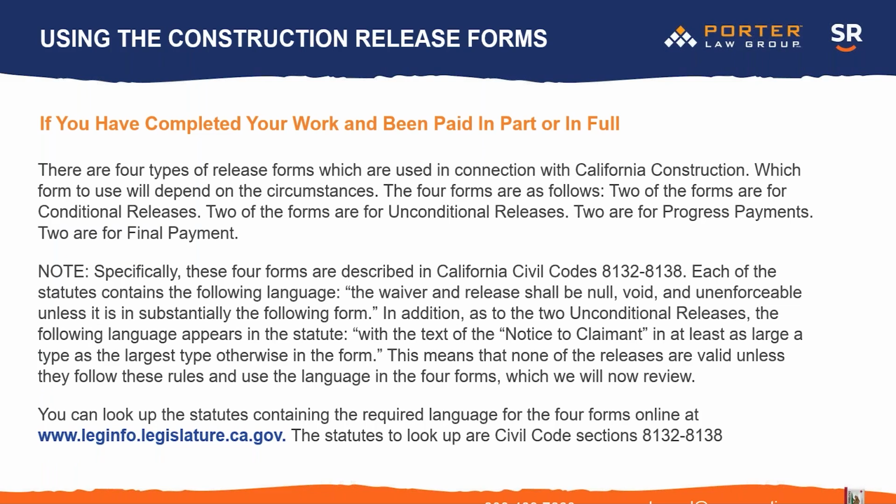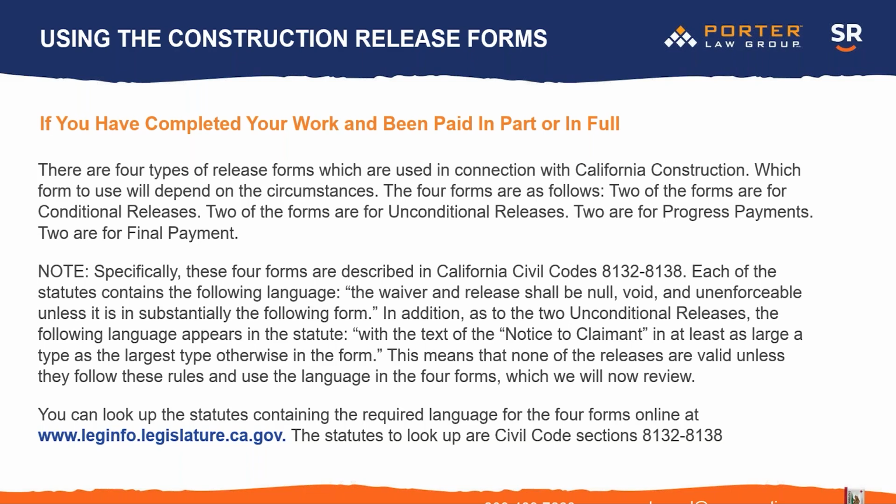Okay, now let's talk about the forms. In California, there are 4 types of construction release forms. You have to use these forms and no other forms. You also can't change them. Okay, they are either conditional or unconditional. They're either for a progress payment or they're for the final payment.